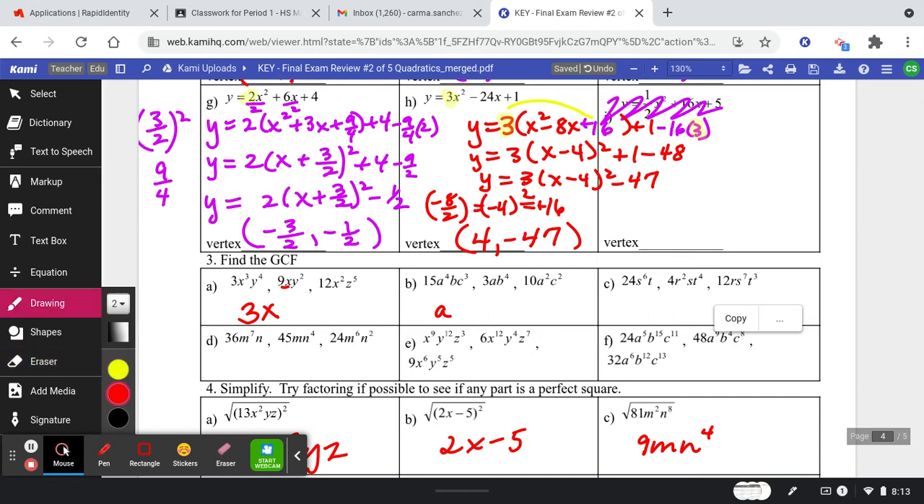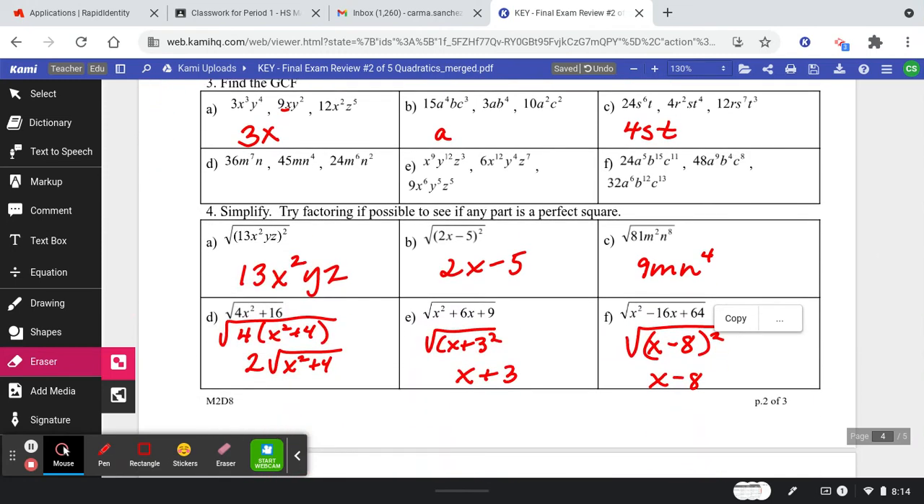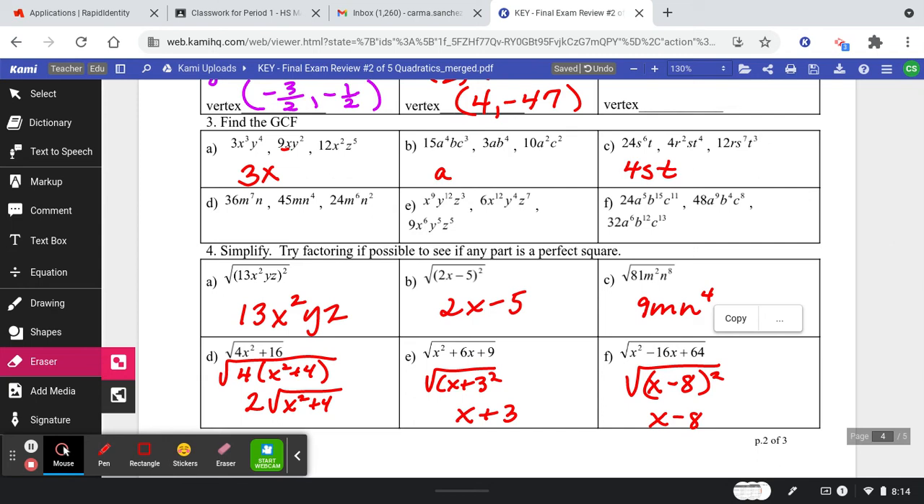The next one, a 4 can come out. See how a 4 can go into 24, 4, and 12? S's are in everything. What's the most S's I can have in common? Just 1. T is in everything. What's the most T's I can have in common? Just 1. 4ST is your greatest common factor. On the next one, for 36, 45, and 24, I'm seeing that a 3 can go in. I'm not seeing anything bigger. So 3 goes into 36, 3 goes into 45, 3 goes into 24. How about M's? Yeah, there's at least one M in common. How about N's? Yep, there's at least one N in common.